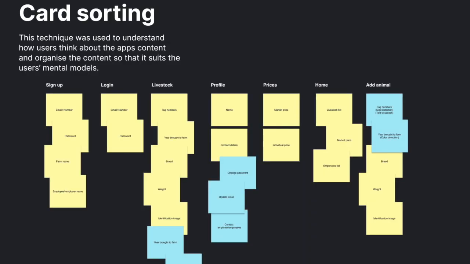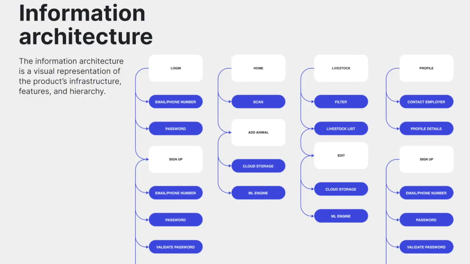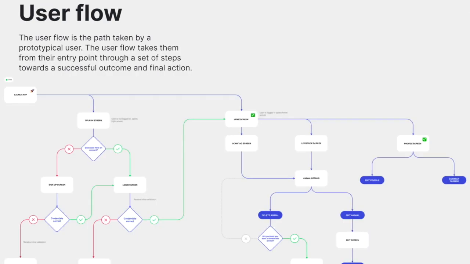Next, I decided to conduct a card sorting exercise, which was used to understand how the users think about the app's content and organize the content so that it suits their users' mental models. I've also created an information architecture based on the card sorting activity, which is a visual representation of the product's infrastructure, features, and hierarchy. I also created an extensive user flow, which is a path taken by the prototypical user. The user flow takes them from the entry point through a set of steps towards a successful outcome and final action.